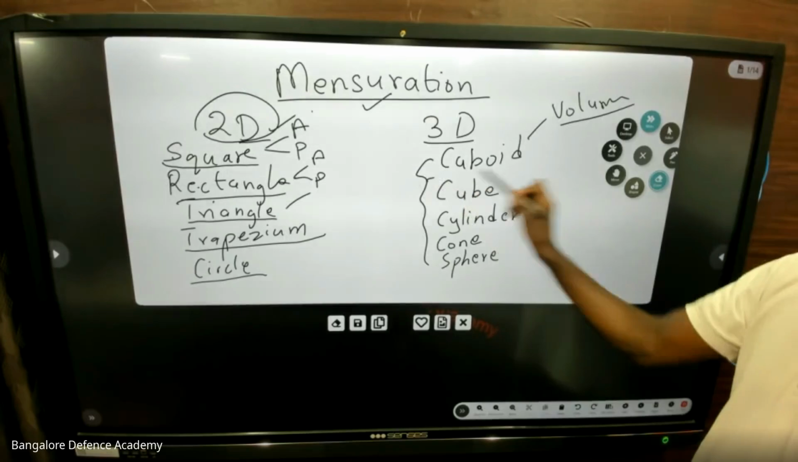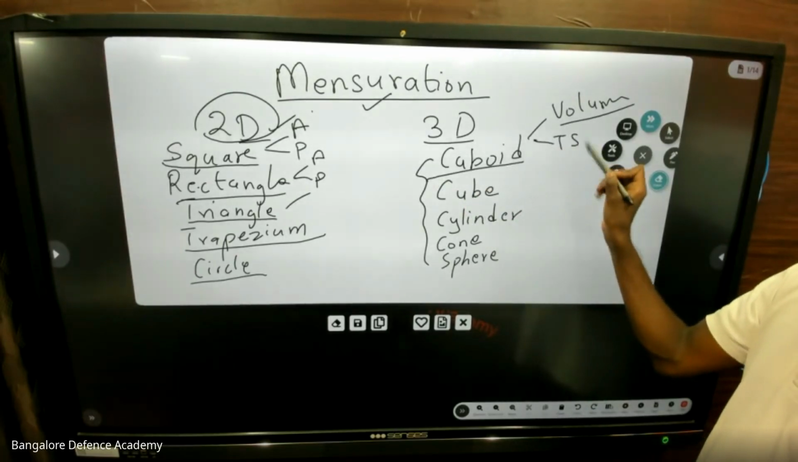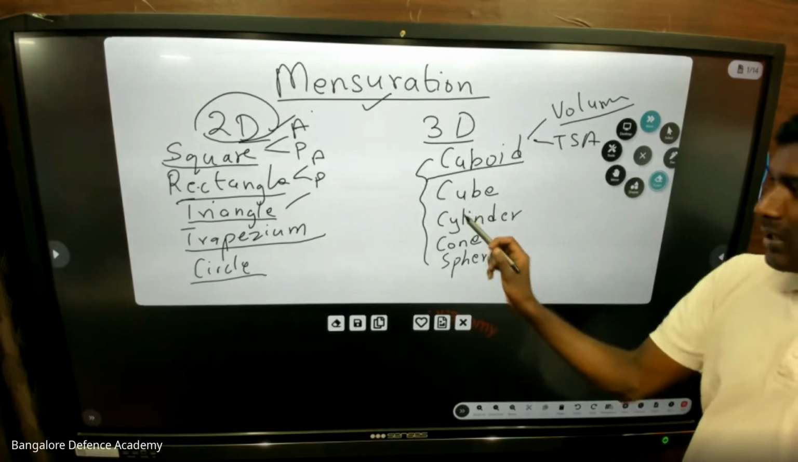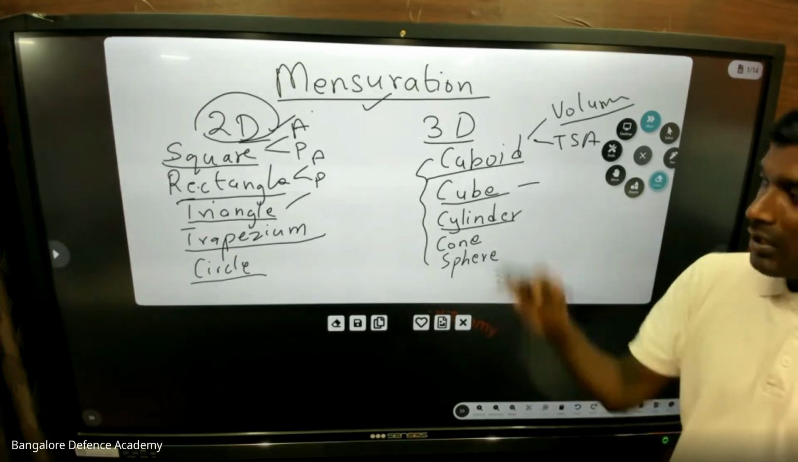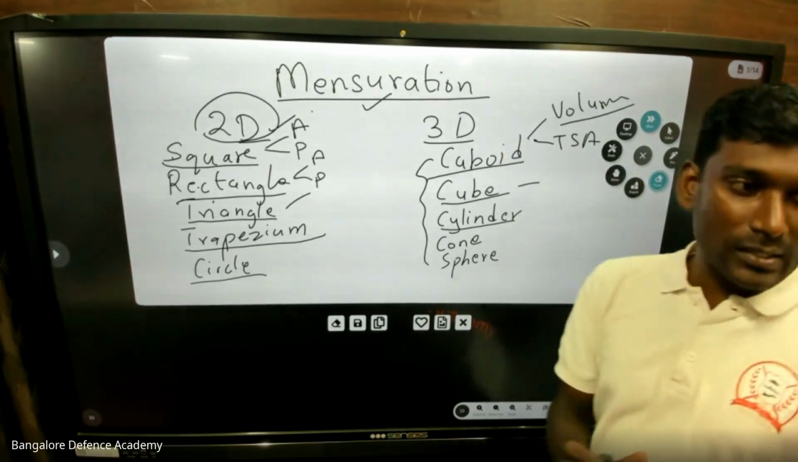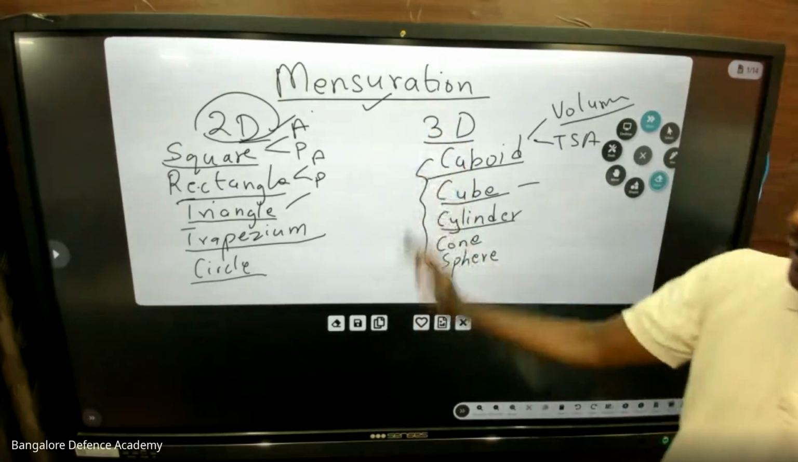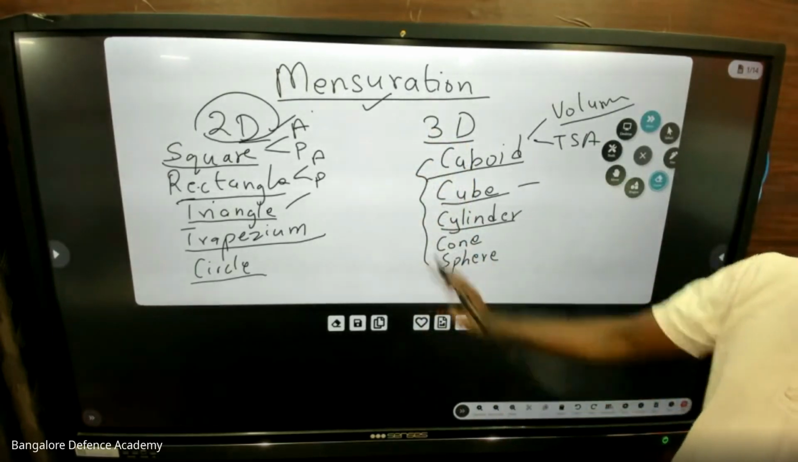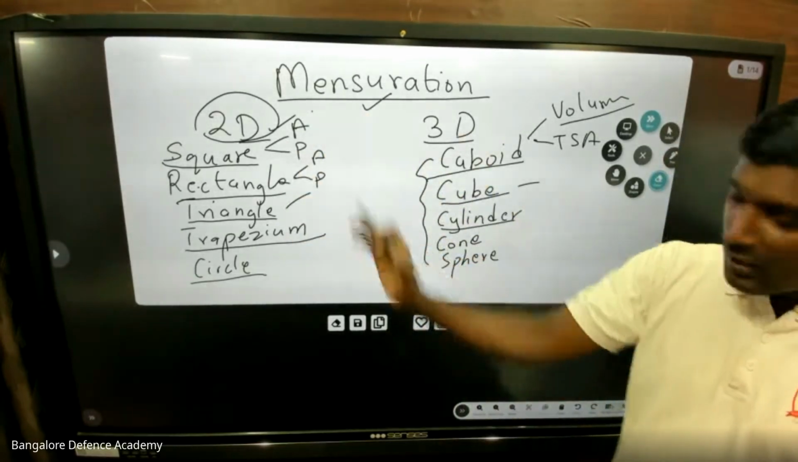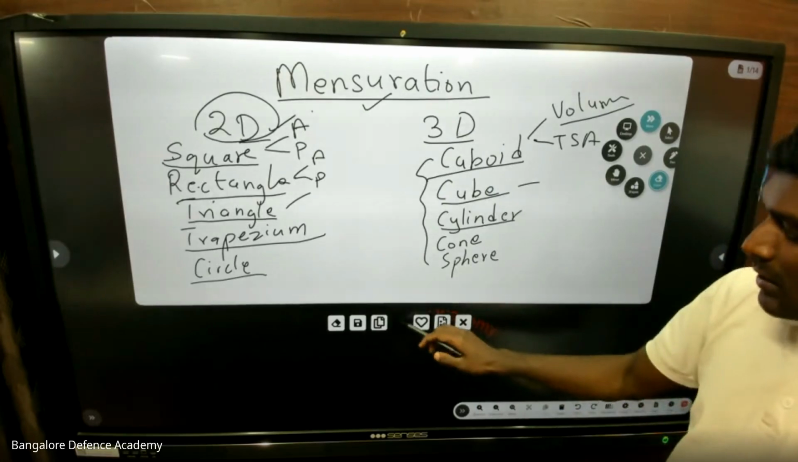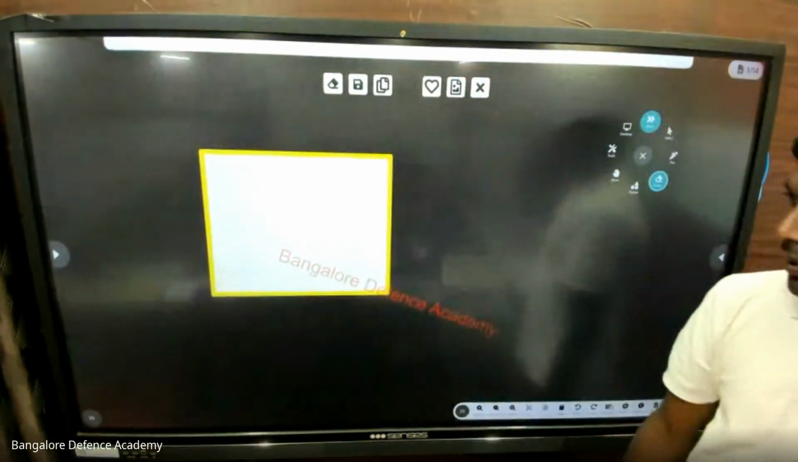After cuboid, they will ask you total surface area. For figures like the cube, and for the cylinder, we have curved surface area. If you know the formulas and we give you the values, you can directly solve it. So the easiest chapter for a student in mathematics is this chapter. If you understand this, you can easily do all the questions and score high marks.